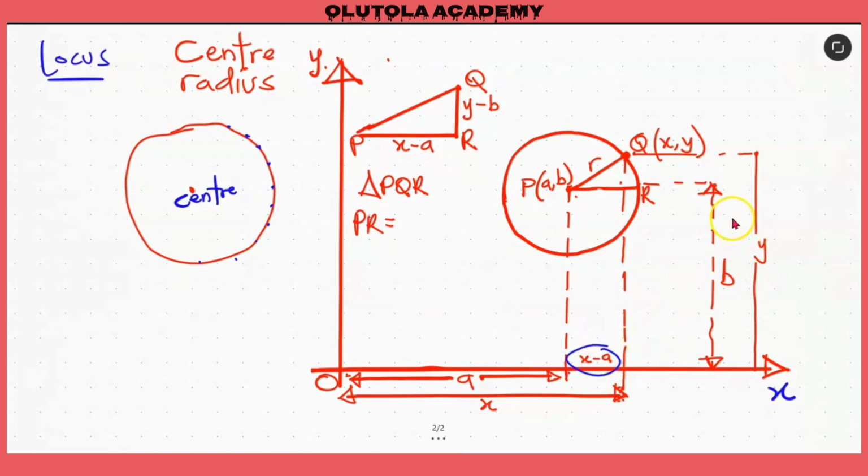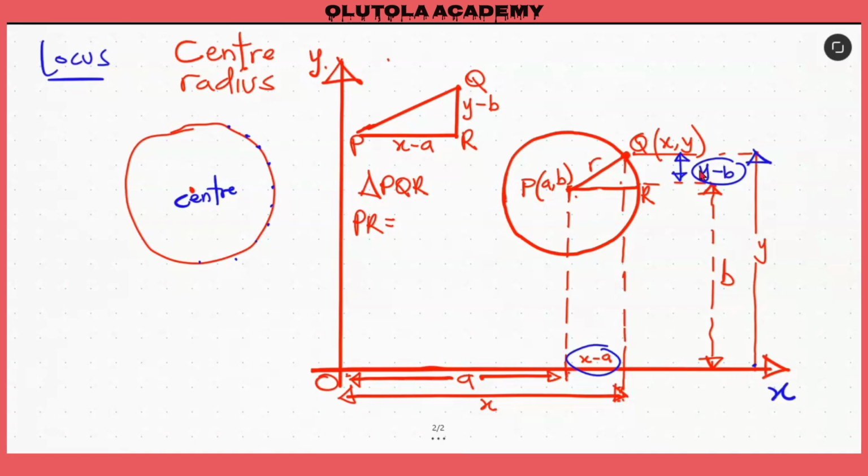Similarly, the distance from the origin, down here, up to this point Q on the y-axis is y, and the difference between point P and Q on the y-axis is y minus b. So that's this distance.